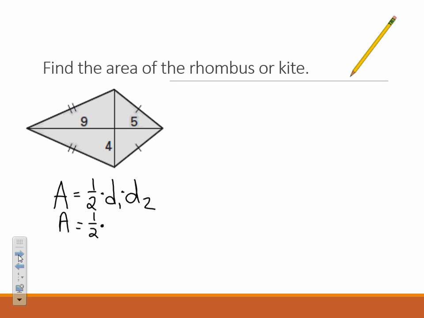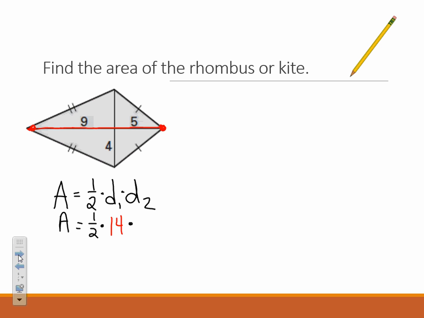Diagonal 1 is a corner-to-corner measurement all the way across the shape. So from here to here. How long is it across that kite? That'd be 9 plus 5 all the way across. That would be 14. So diagonal 1, I'd use 14 for that measurement, or diagonal 2, it doesn't matter.